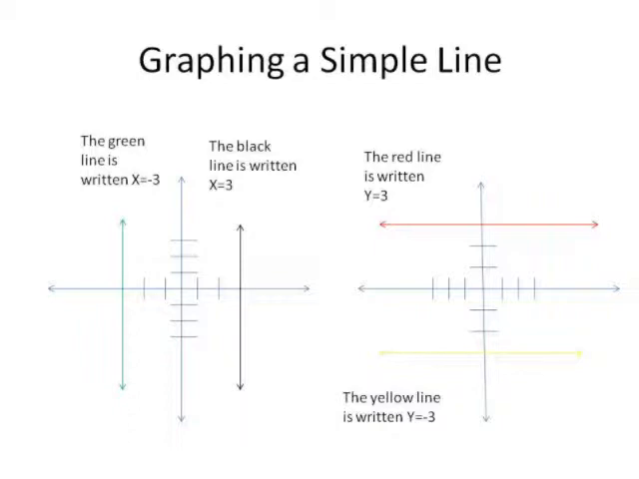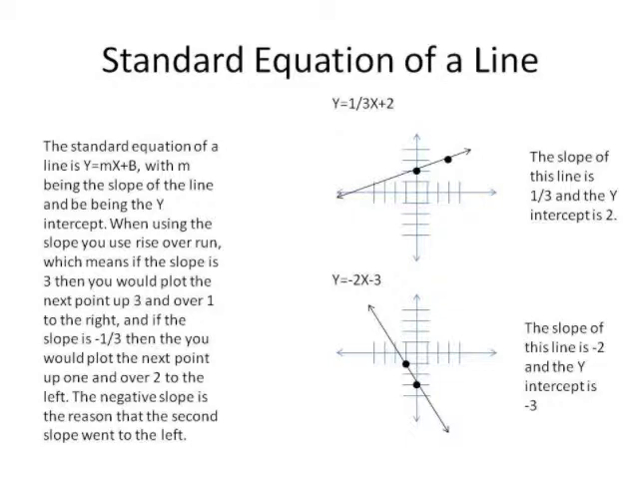The standard equation of a line is y = mx + b. M is the slope of the line and b is the y-intercept. When a slope is negative, the line will go up to the left, and when the slope is positive, the line will go up to the right.